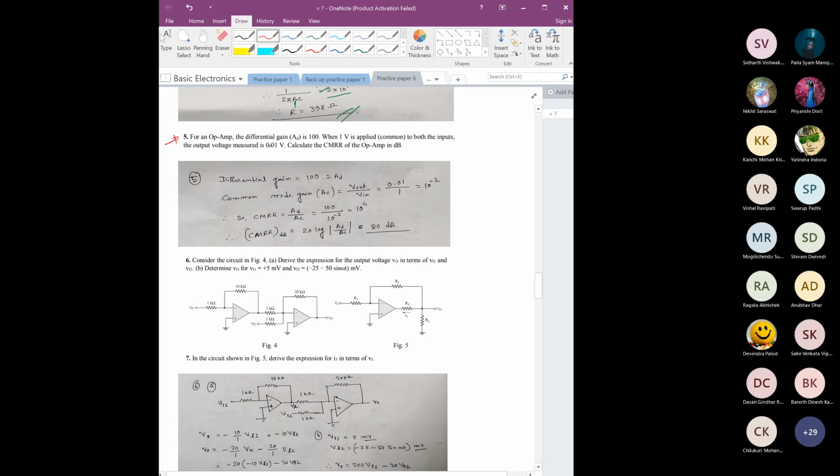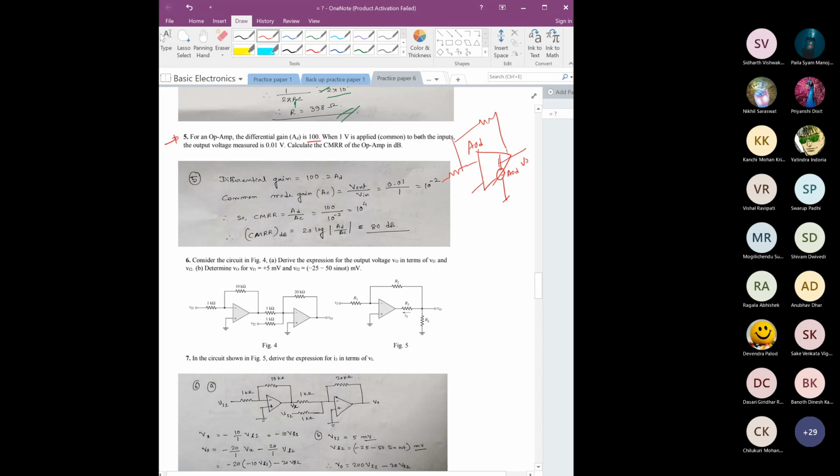For an op-amp, differential gain is 100. And remember, it is the differential gain, so it is not the differential open loop gain. It is not AOD, right? You remember that op-amp circuit, right? This is AOD, and this is the output. But here, this is the differential gain, which means it is the closed loop gain. It is not the open loop gain. So the closed loop gain is 100.